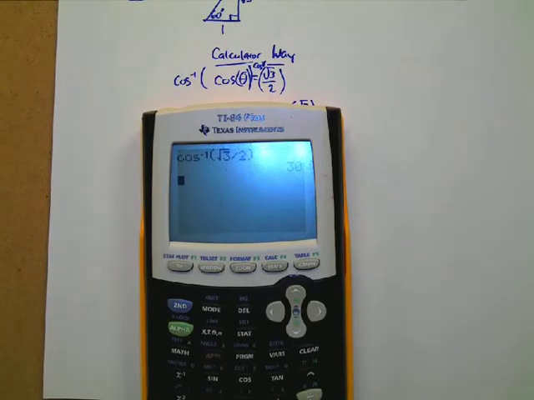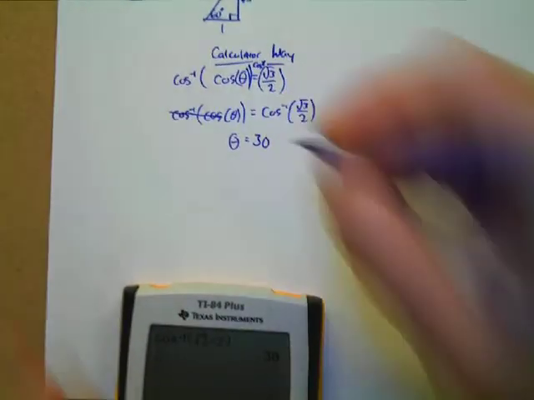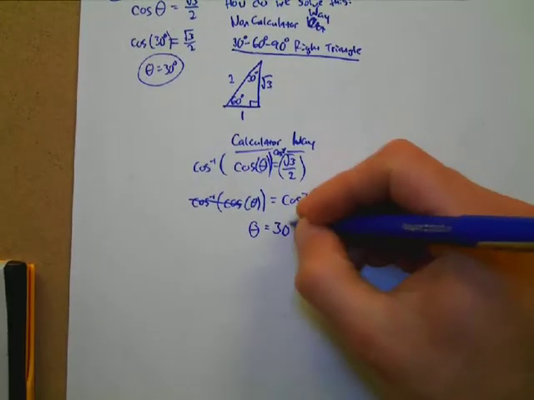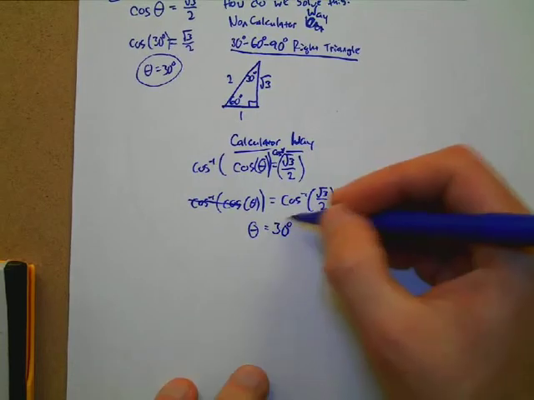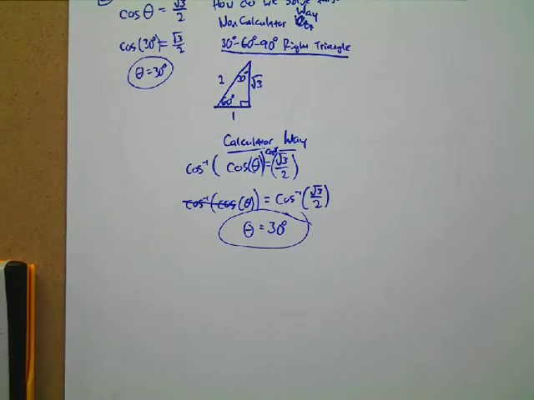And you get 30. But it's really 30 what? Since we're talking about theta, that's an angle. It's 30 degrees. That's right. So there's our answer that way too, without having to worry about our special right triangles or anything like that.